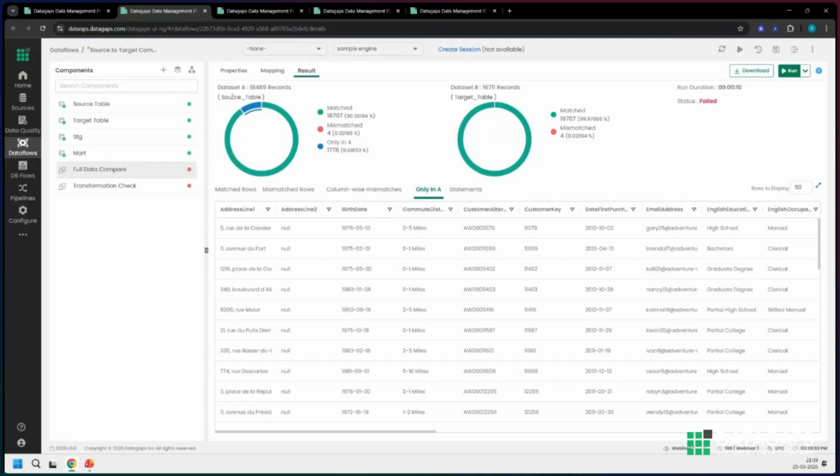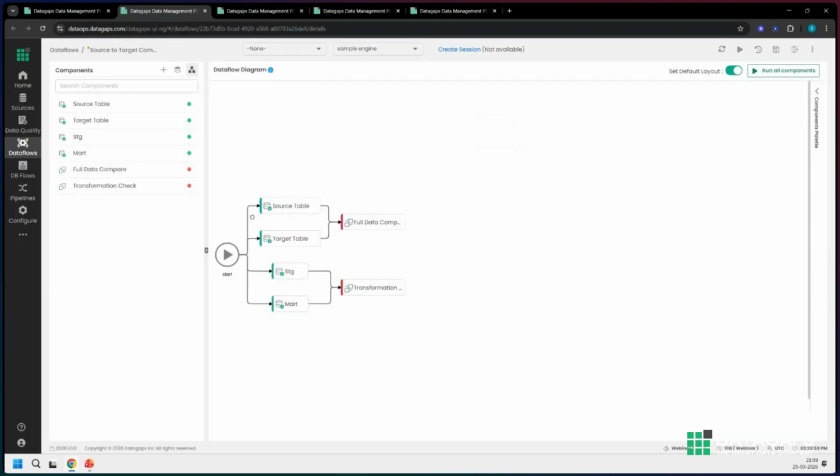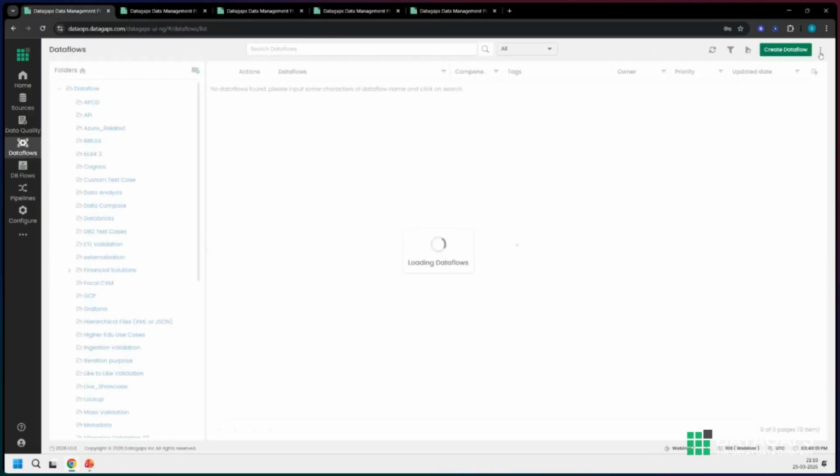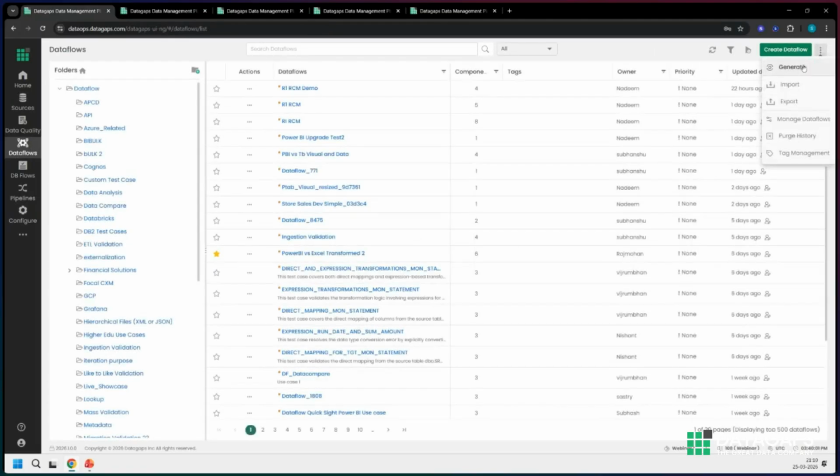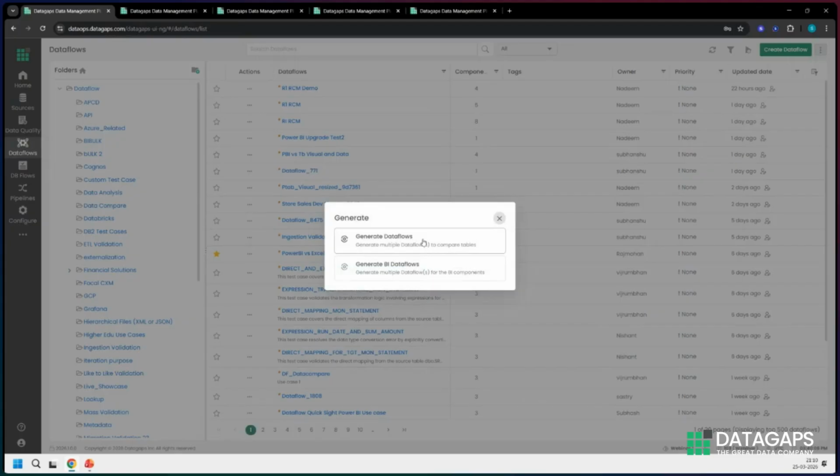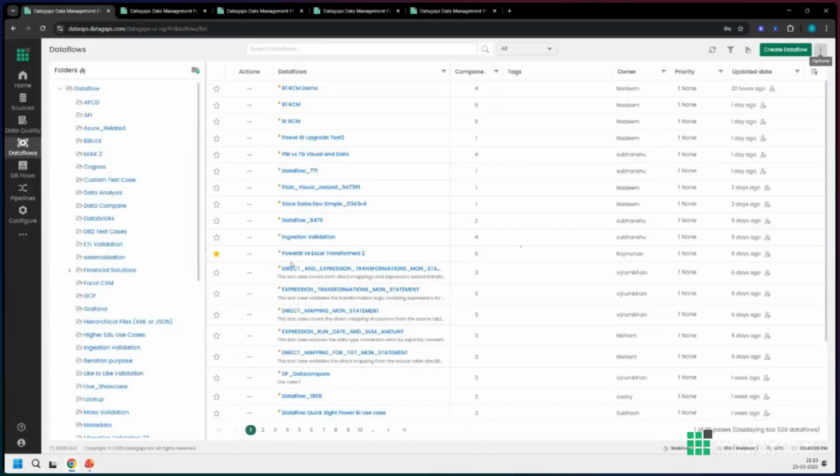And this exact use case, between source to target table, can be created in bulk. That's a very important use case within our application, where all you have to do is go into the generate function right here and just drag and drop the tables, and the application does the rest for you.